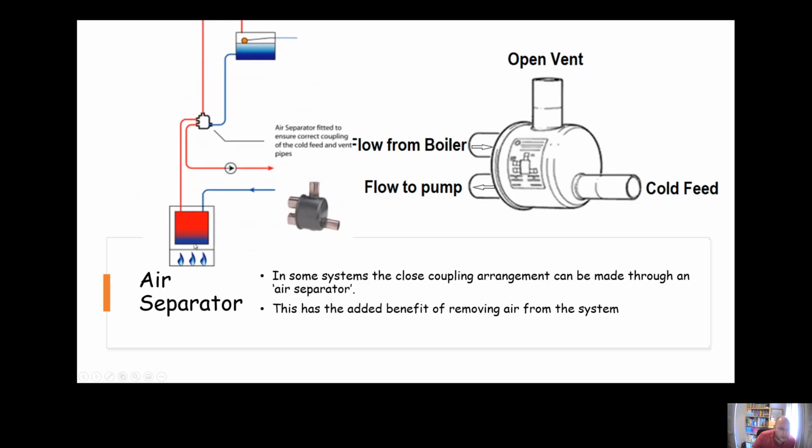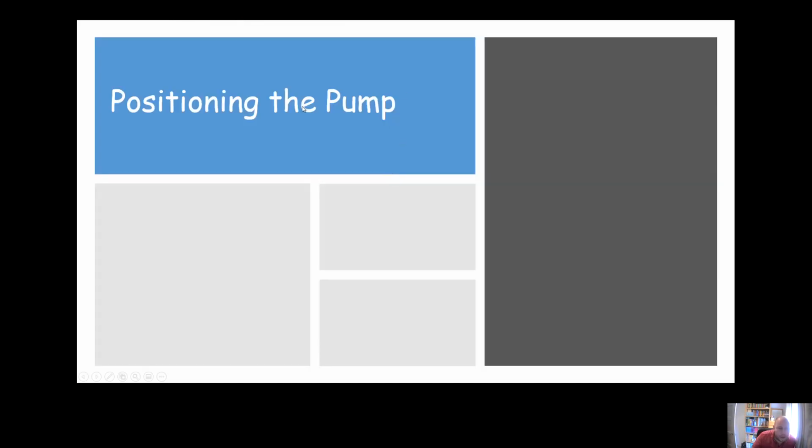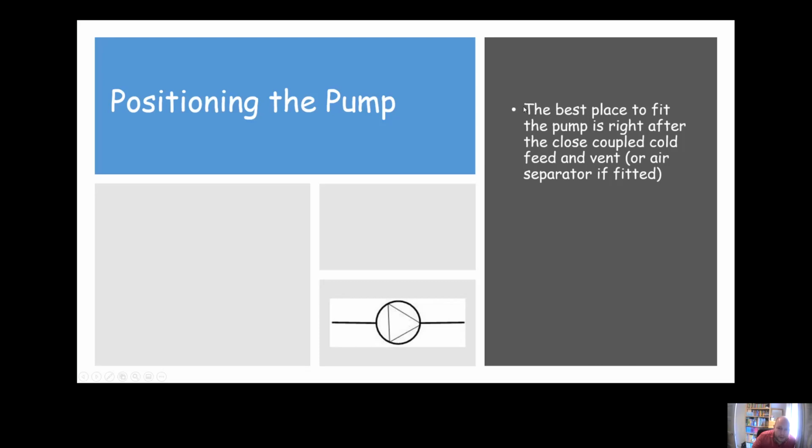So you can see how it all works here. We've got a flow from the boiler coming in, flow out to the pump coming out there, cold feed going in there, vent pipe coming out there. So where do we position the pump? The best place to fit it is straight after the point where the close coupling has occurred. So you've got flow coming out of the boiler here, going into the air separator there, cold feed coming in there, and then straight after the cold feed, we have the pump.